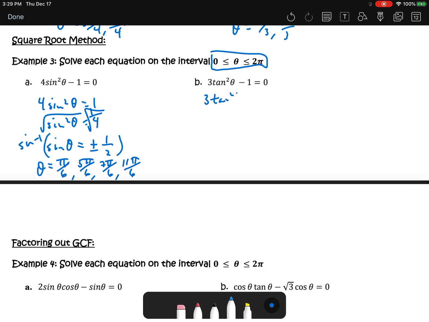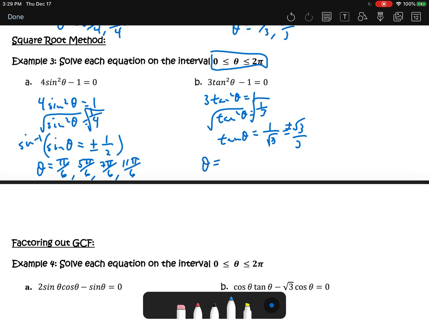So on B, we're going to add 1 and divide by 3. So it's 1/3, and then we're going to take the square root of it. So tangent theta equals the square root of 1, which is 1, over radical 3. Now we don't think of it this way. We think of it as radical 3 over 3, plus or minus, because we took the square root of an equation, so it could be negative as well.